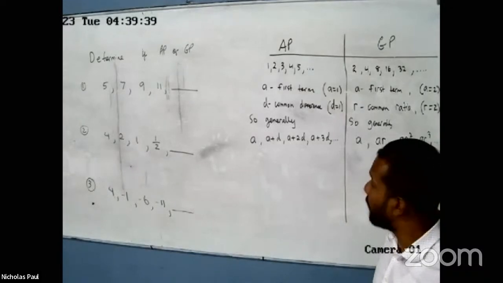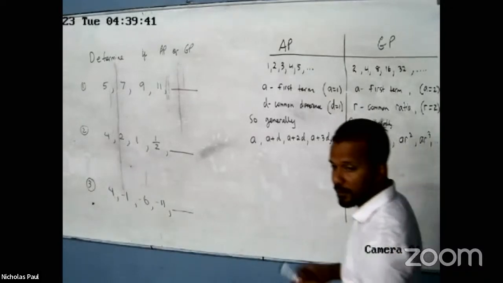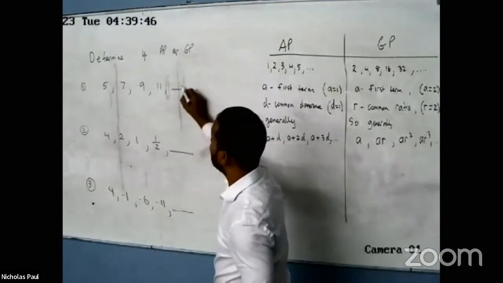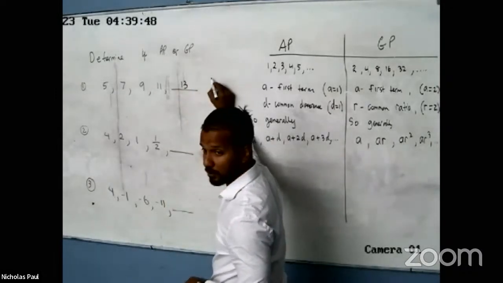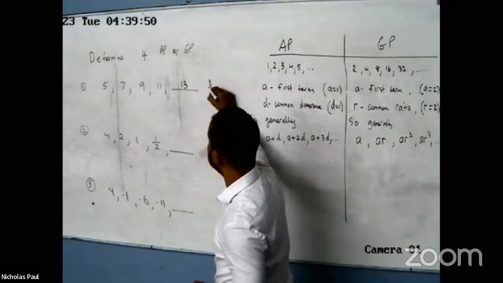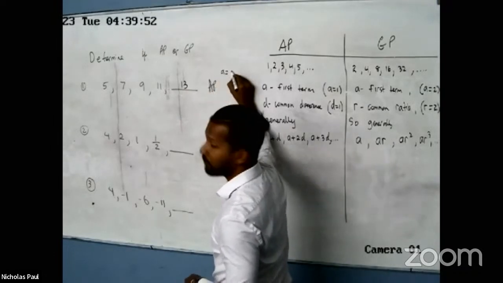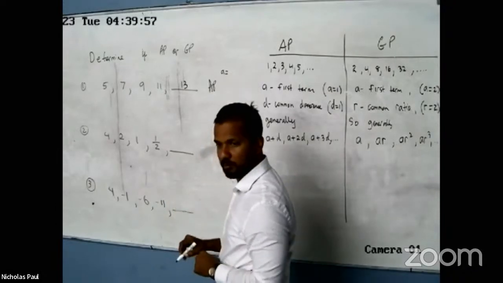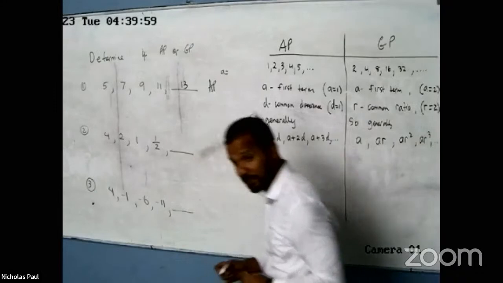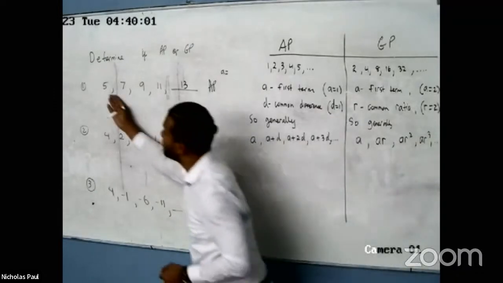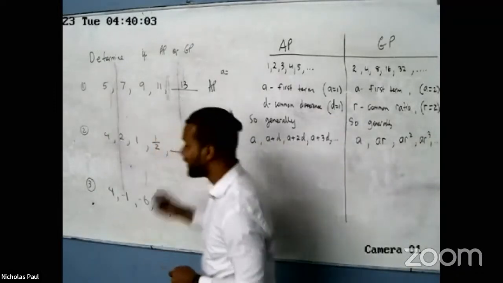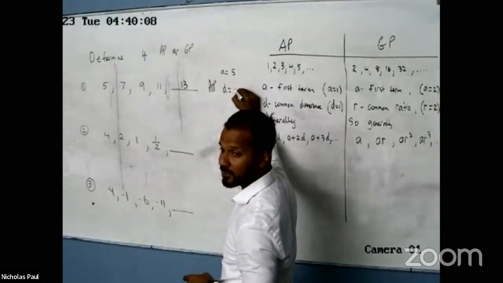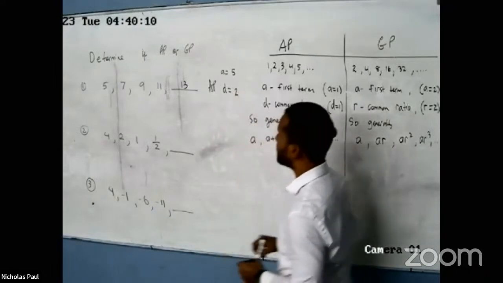Right, Jacob. First one. What is the first term? First term is 5 and common difference is 2, plus 2, right? Nice. Next one.